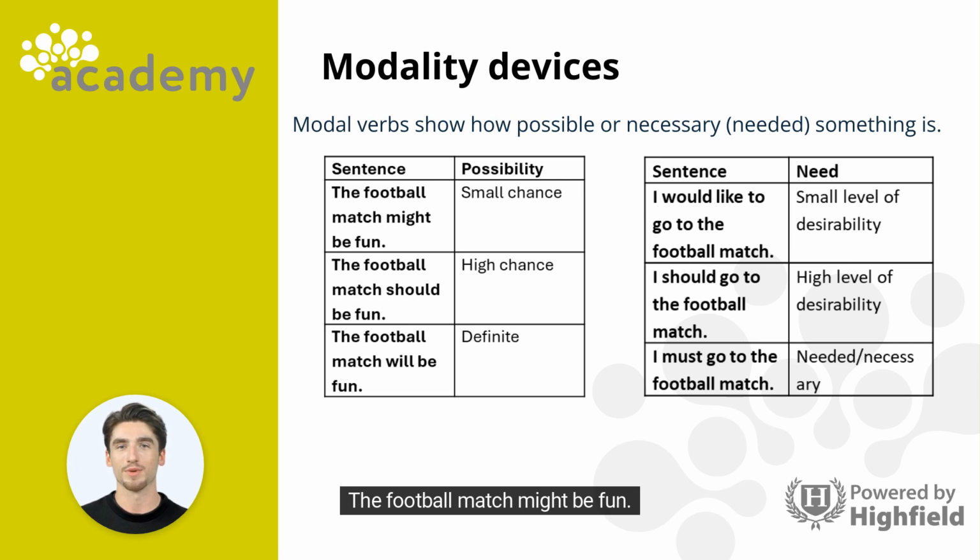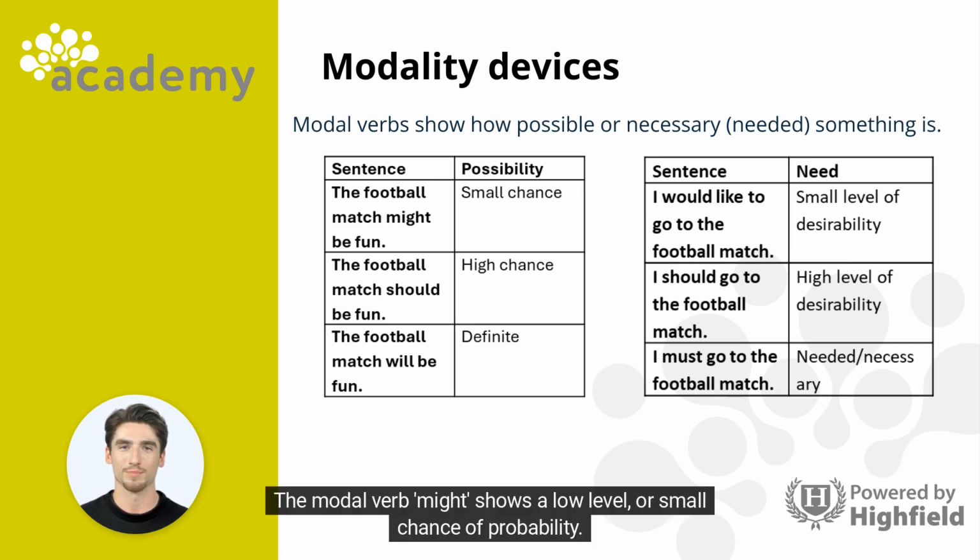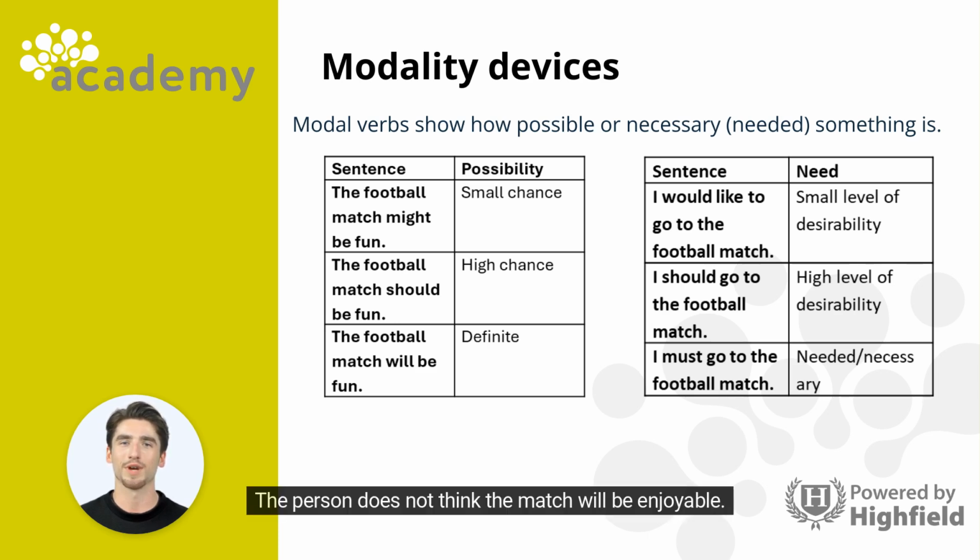The football match might be fun. The modal verb might shows a low level or small chance of probability. The person does not think the match will be enjoyable.